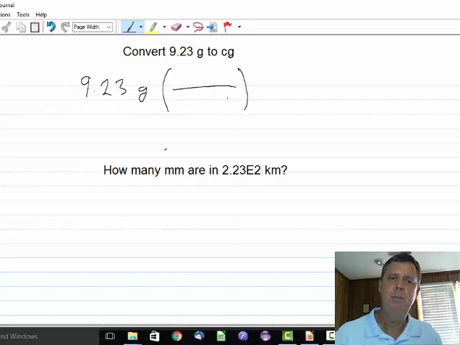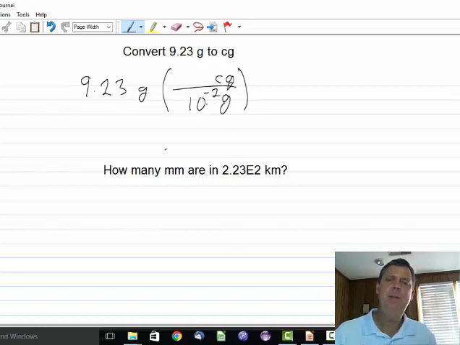Just do the same thing we just did. I want to get rid of grams. I want to change to centigrams. And centi stands for 10 to the minus 2, or 1e minus 2, same thing. Again, the 1 up here is implied.